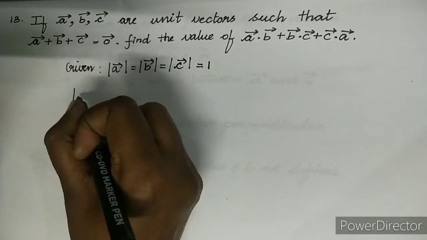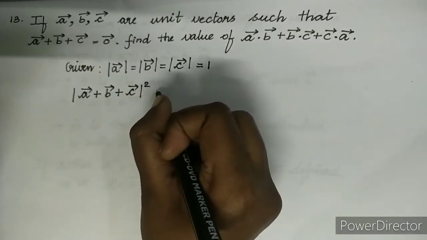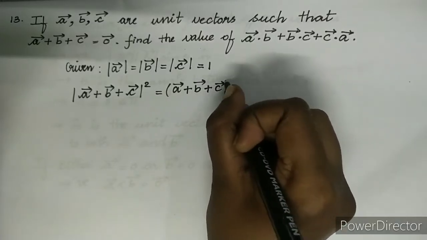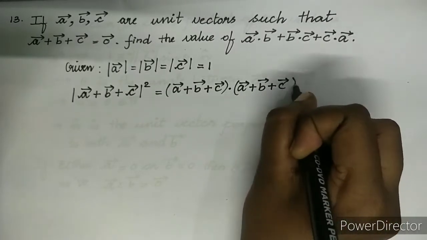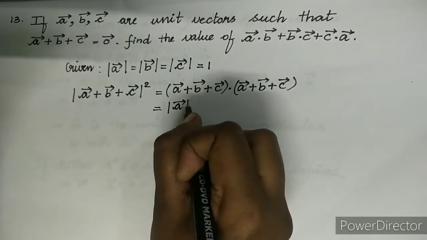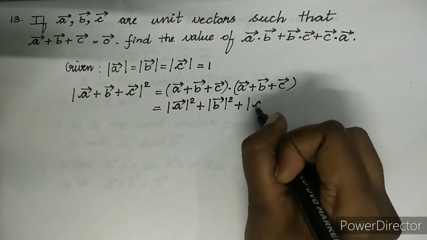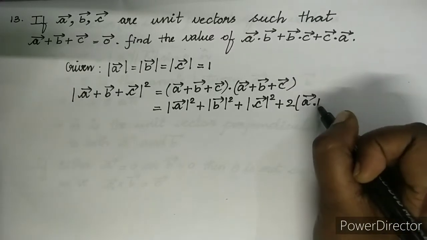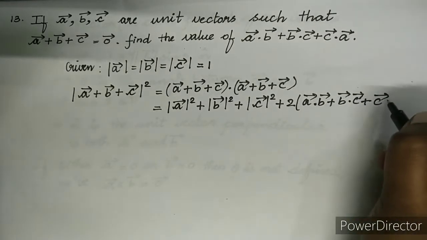We already know that the magnitude of A vector plus B vector plus C vector, the whole square, can be written as A plus B plus C dot A plus B plus C. If you find the dot product of these two and simplify, you will get magnitude of A square plus magnitude of B square plus magnitude of C square plus 2 into A dot B plus B dot C plus C dot A.